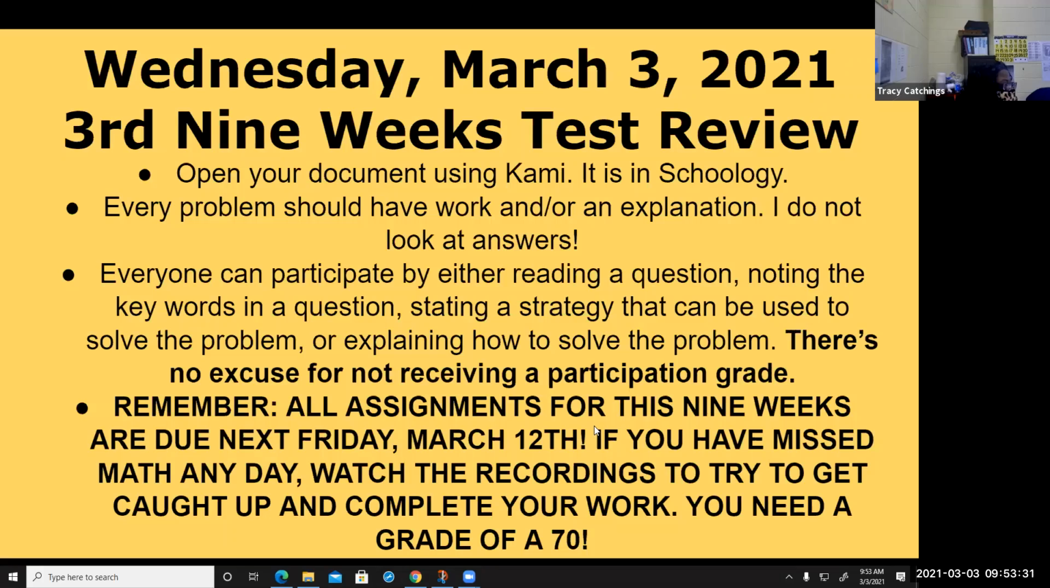This is the point of the year where everybody can participate to try to get a participation grade. You can do that through reading a question. Everybody should know how to read because you're in 8th grade, 7th grade. Knowing the key words in the question. Everybody can tell us at least what's important or what looks like it's important. Giving us a strategy that can be used. If I don't know how to solve it, I may know a list or something to help me solve it. Or explaining how to solve the problem. Either or.